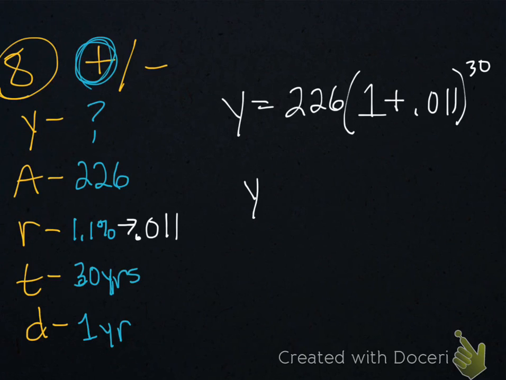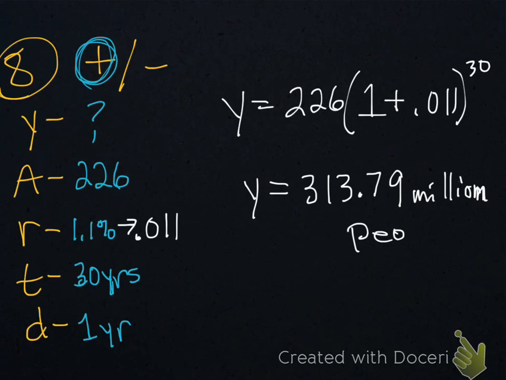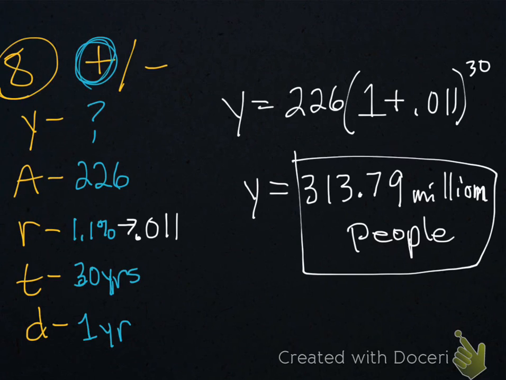Wow. Okay. Y equals 313.79 million people. Okay? So because we're dealing with millions, the 0.79 is an indicator you can move the decimal, and that's part of your value. This concludes all of the practice problems for growth and decay.